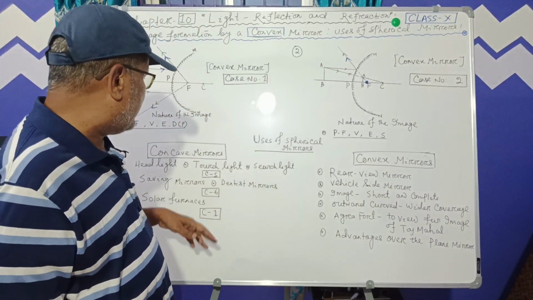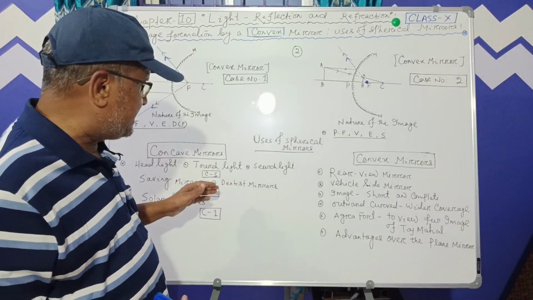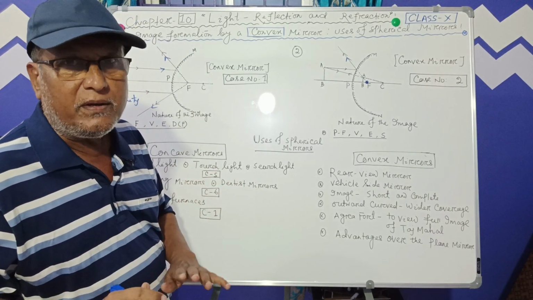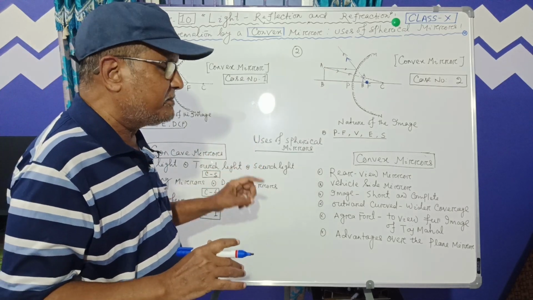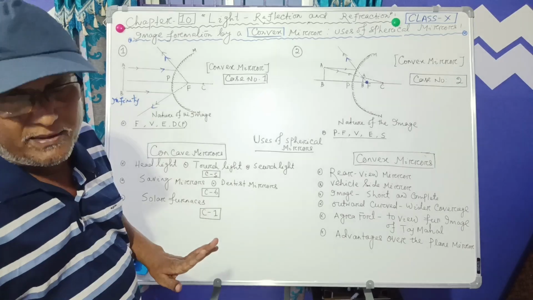So in that light we also use concave mirror due to the principle of case number 5. The object is at focus, the image is at infinity. Just vice versa of case number 1.